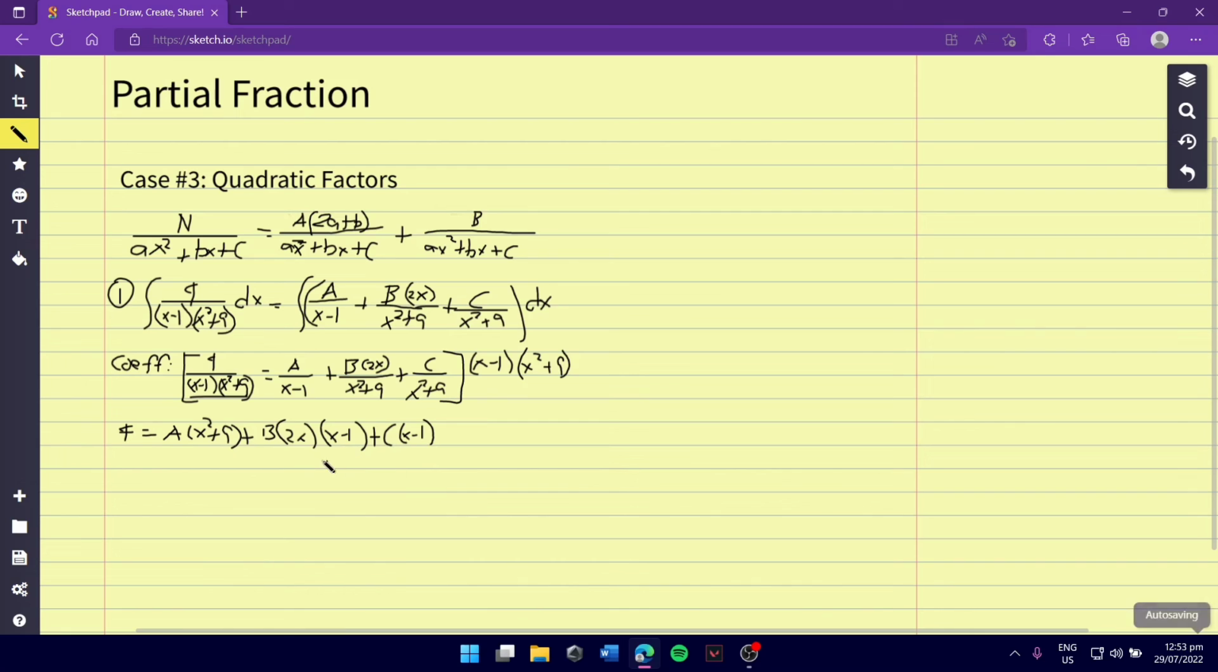Alright. So next, we will combine this. So this will become 4, copy A, x squared plus 9, and then the B here will become 2x squared minus 2x. We will multiply. So then your C times x minus 1.